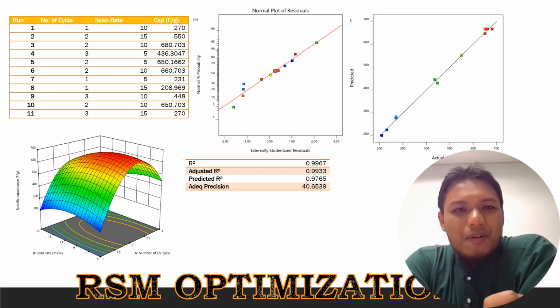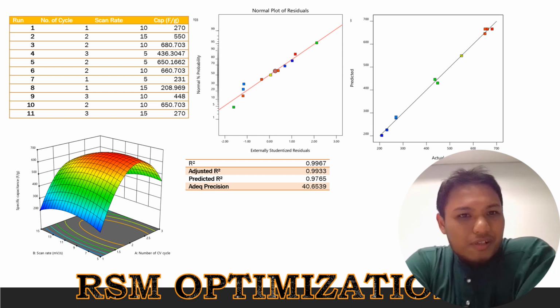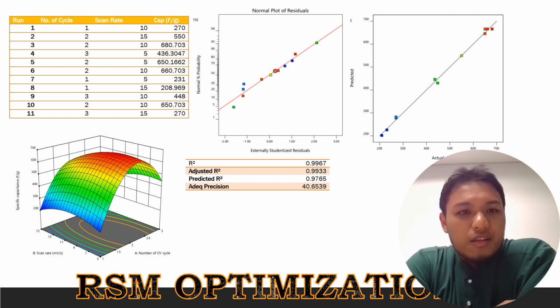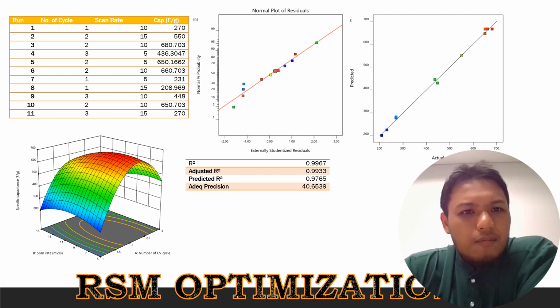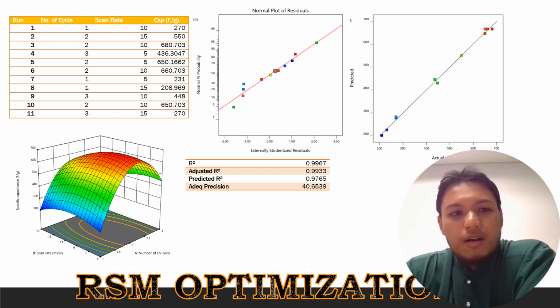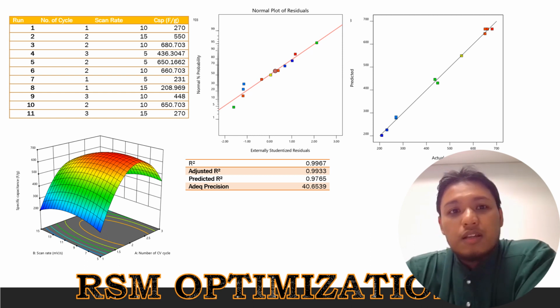So today I'm going to make a video about a new project that I'm going to optimize. Here I introduce to all of you response surface methodology, an optimization tool that is used to deposit the material. For this, the optimization parameters are the number of cycles and the scan rate, towards the surface response, which is specific capacitance.